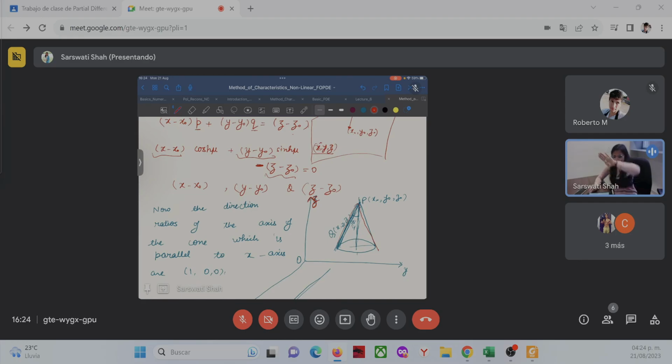So because of that, when it is enveloping the integral surface, one generator which is generating the Monge cone is going to intersect with the tangent plane of the integral surface.